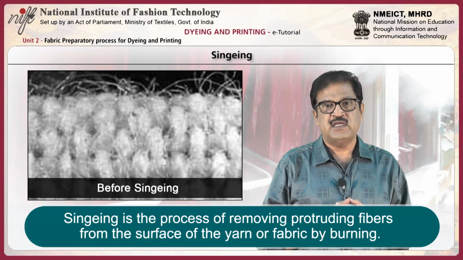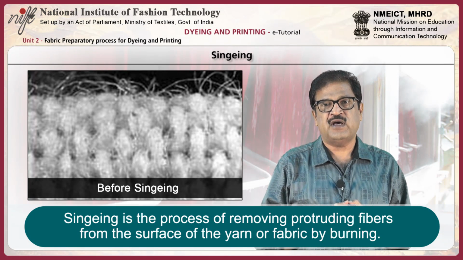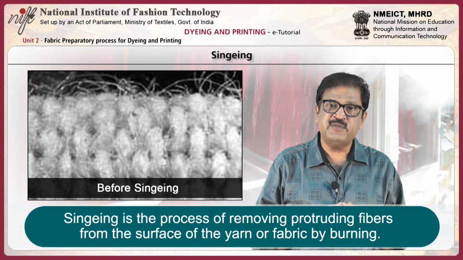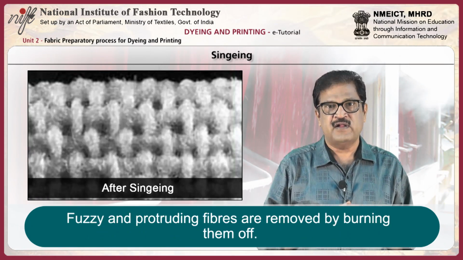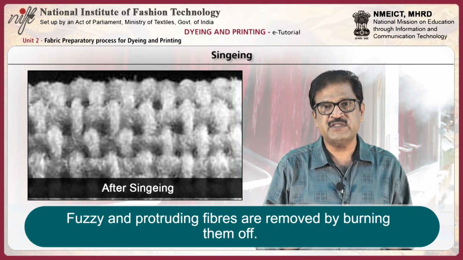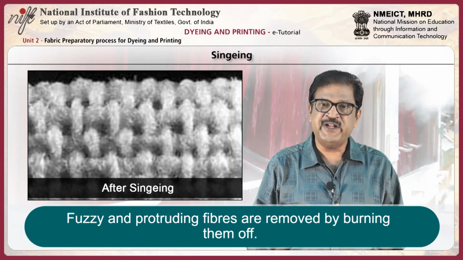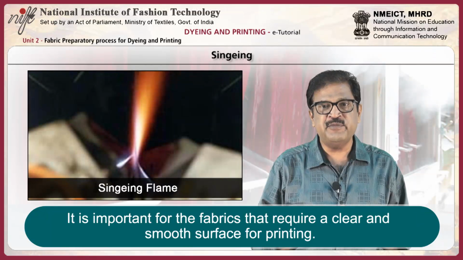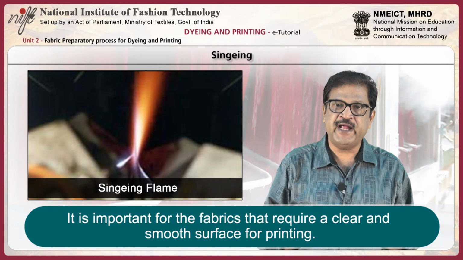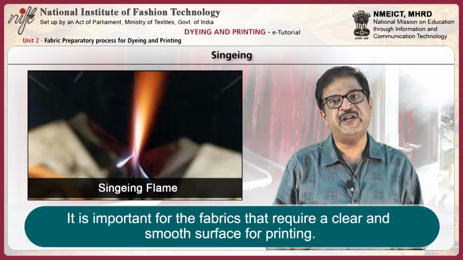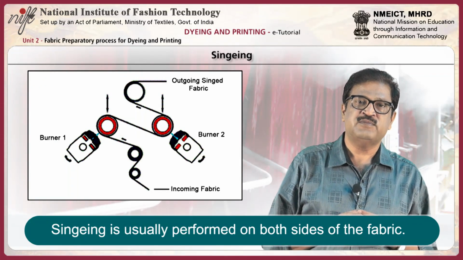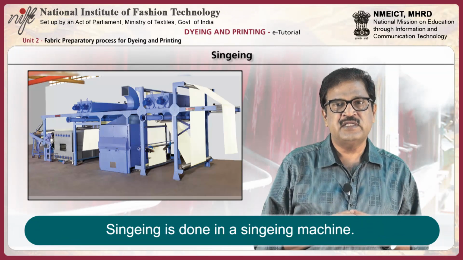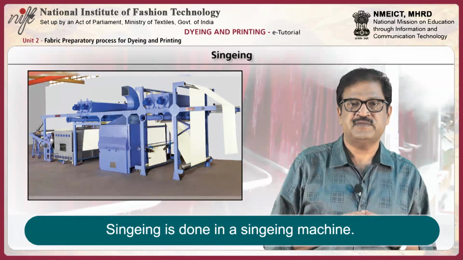Singeing. Singeing is the process of removing protruding fibers from the surface of yarn or fabric by burning. Fuzzy and protruding fibers are removed by burning them off. It is important for fabrics that require a clear and smooth surface for printing. Singeing is usually performed on both sides of the fabric. This is done in a singeing machine.